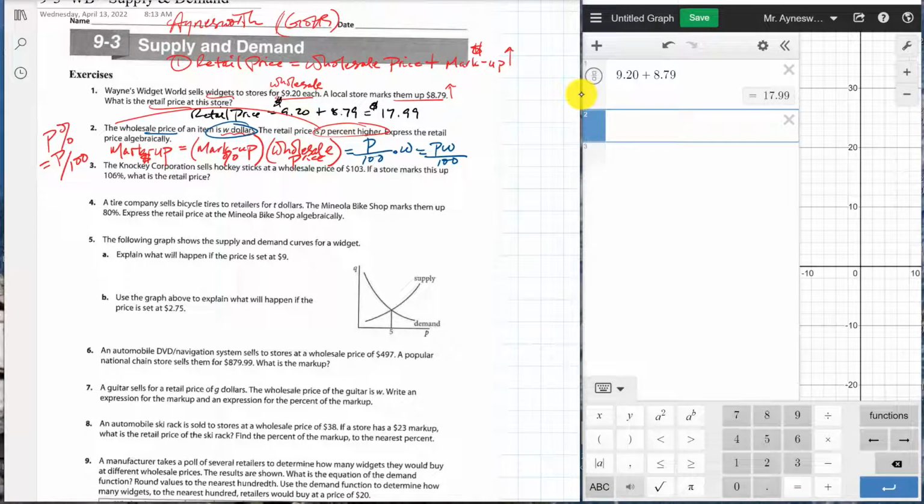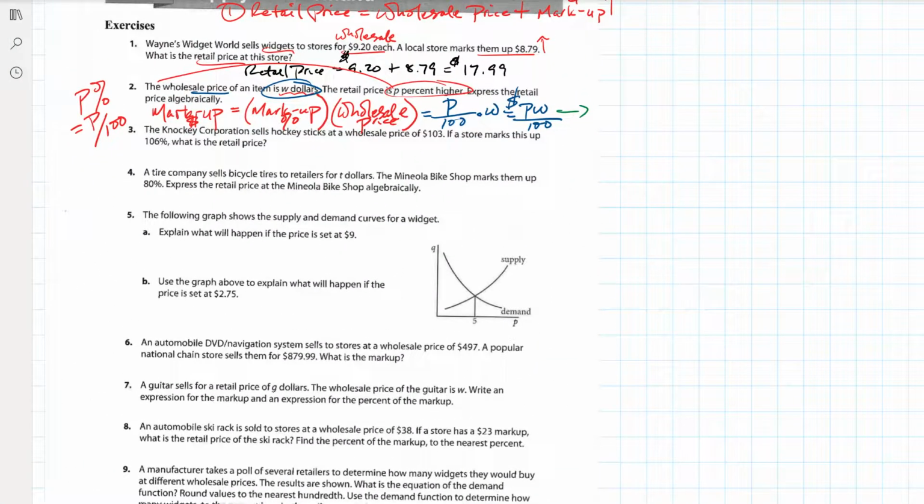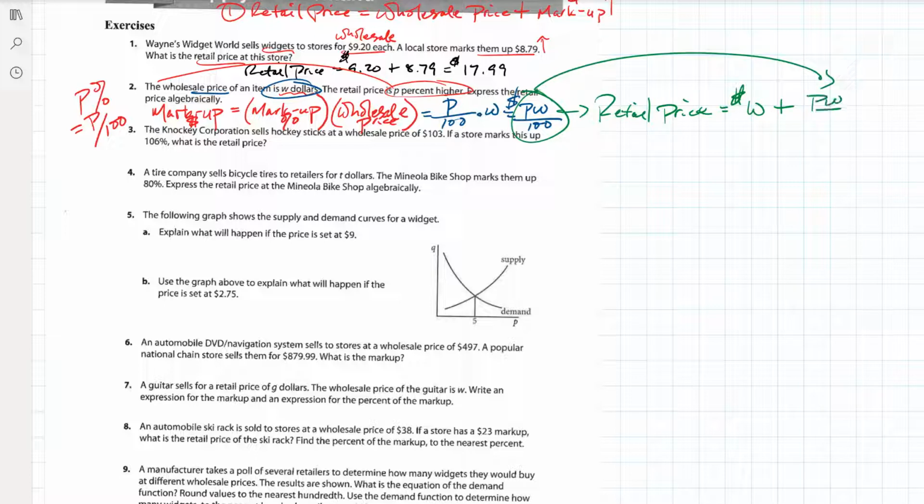Now, to express the retail price algebraically, we've got to take the markup, which is in dollars. So PW divided by 100 is in dollars now, and we've got to add it back to the wholesale price. So step 2 in this process. We don't need a calculator on this one. The retail price is, again, look at the very top, wholesale plus markup. So the wholesale price is W dollars plus the markup, which we just calculated, PW divided by 100, and that's in terms of dollars too. Dollars plus dollars equals dollars.